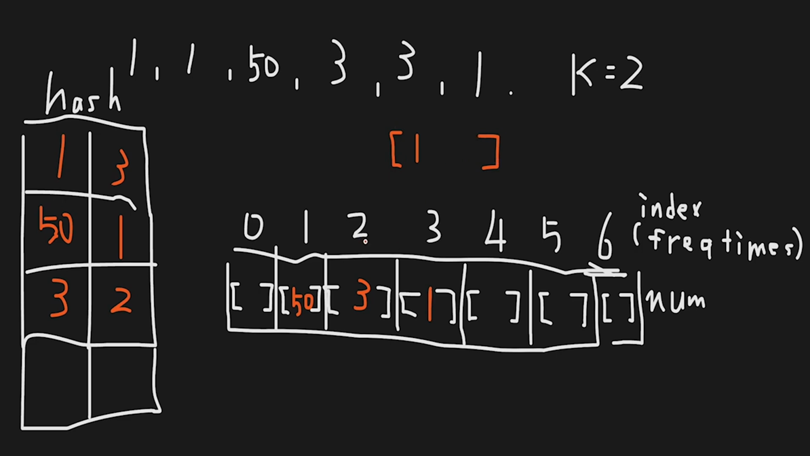So keep going. At index 2, we find a 3. So I keep 3 in the return value. Now the length of the return value is 2, which is equal to k. So in this case, we should return 1, 3 as the result. That is the basic idea to solve this question. The time complexity is order of n, and the space complexity is also order of n. So with that being said, let's jump into the code.